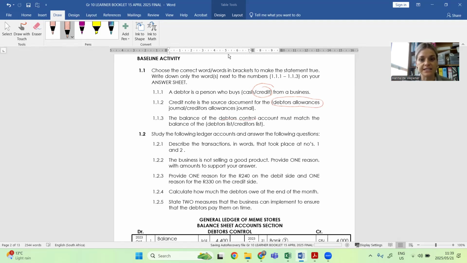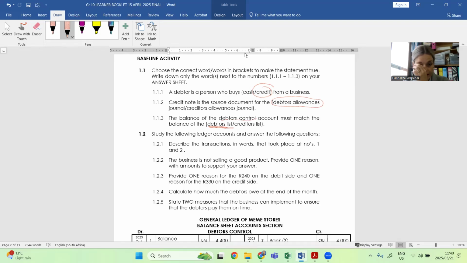Therefore, the balance of the debtors control account must be the same as the debtors list, because the source document is the same. Remember, we said we take our source documents and we then record the transactions in the relevant subsidiary journals. Then we take those subsidiary journals and we post it to the general ledger and we post it to the debtors ledger. So I need to see the same information in both general ledger and debtors ledger. It's just going to be in a different format. So that's why the two have to agree.